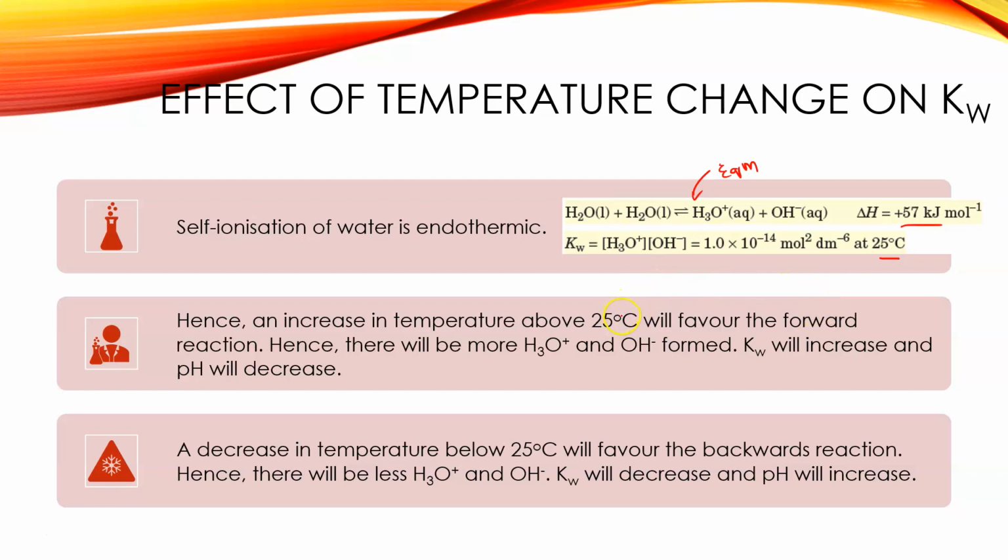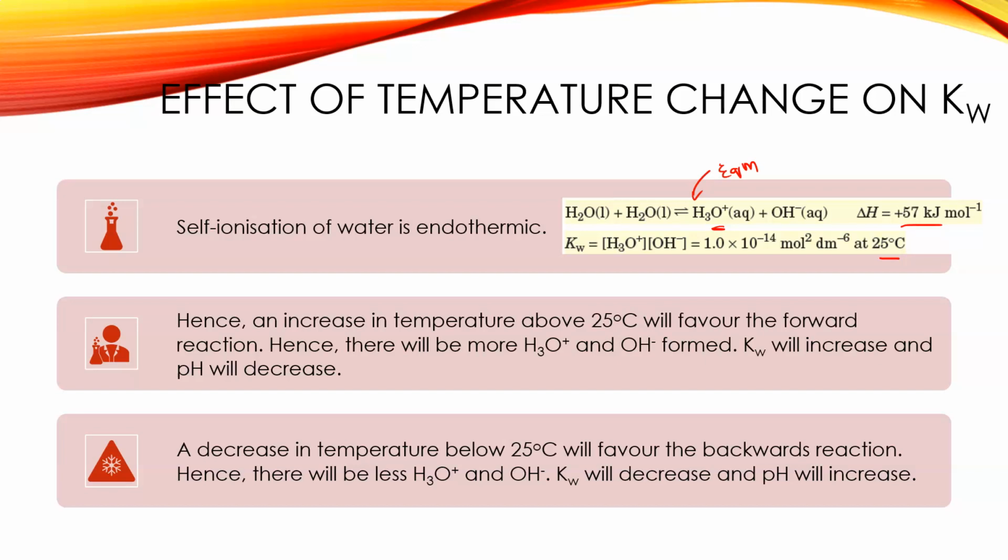If we increase temperature above 25 degrees, it is an endothermic reaction, so according to Le Chatelier's principle, it will favor the forward reaction, and we will increase the ionization of the water. This means that Kw will increase, and the pH will decrease because we have increased the amount of H3O+ in solution. The catch with this, though, is that the solution will still be neutral. So we will have lowered the pH of the water, but the concentration of H3O+ and OH- will still be equal. The solution will still be neutral.